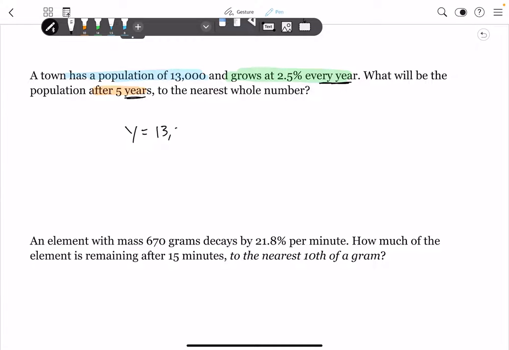I know my starting value is 13,000. And then we are experiencing exponential growth. So I'm starting with one whole and I'm going to add that 2.5%. I do need to convert to a decimal. So 2.5% divided by 100 gets 0.025. And then this is happening over 5 years. We want to know the population after 5 years. Simplify it up. And then evaluate. Go ahead and pause. Do that. See what you get.